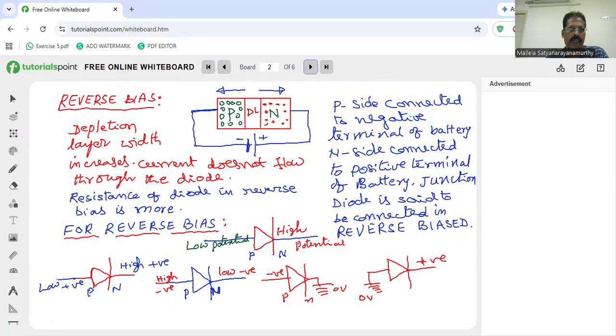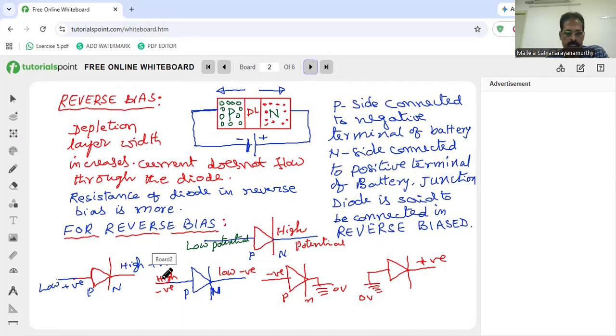Next, reverse bias. If the P side is connected to the negative terminal of the battery and the N side is connected to the positive terminal of the battery, the junction diode is said to be connected in reverse bias. What happens in reverse bias? The holes are attracted by the negative terminal, the electrons are attracted by the positive terminal. There the depletion layer width increases, current doesn't flow through the diode. So the resistance of the diode in reverse bias is very large.